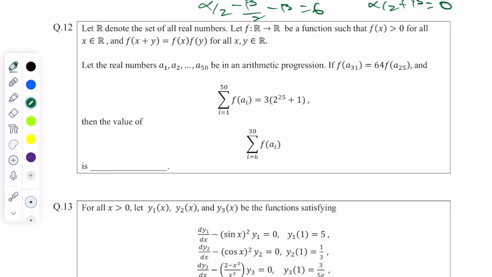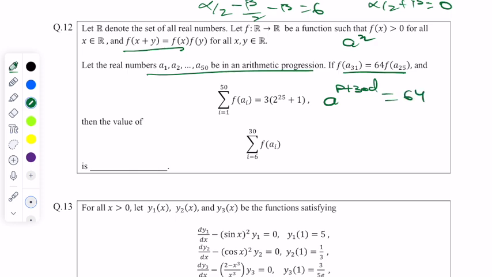Okay, looking at this I can directly say it should be of the power x form, now they are in AP. Let's follow this thing. So I'll get a to the power p, let's say the first term is p and common difference is d. So a to the power p plus 30d should be 64 into a to the power p plus 24d. So I'll get a to the power 6d should be 64. So I can clearly see that a will be 2, d will be 1.